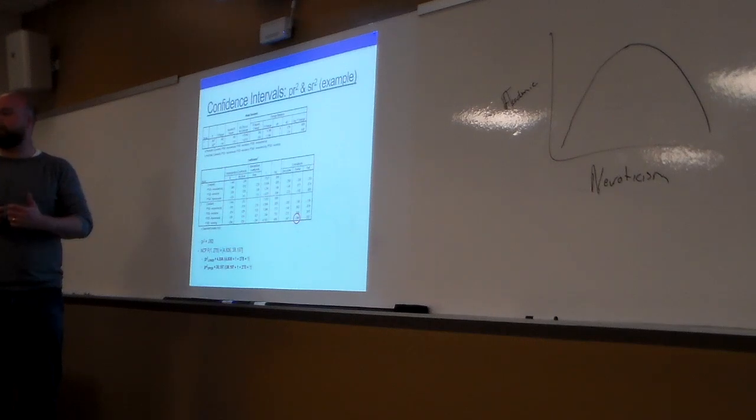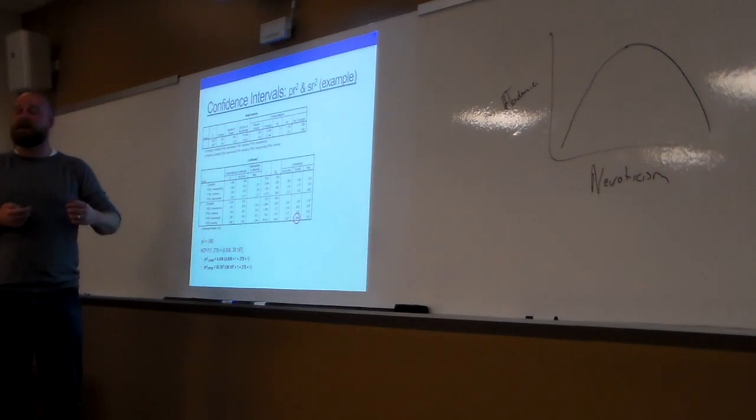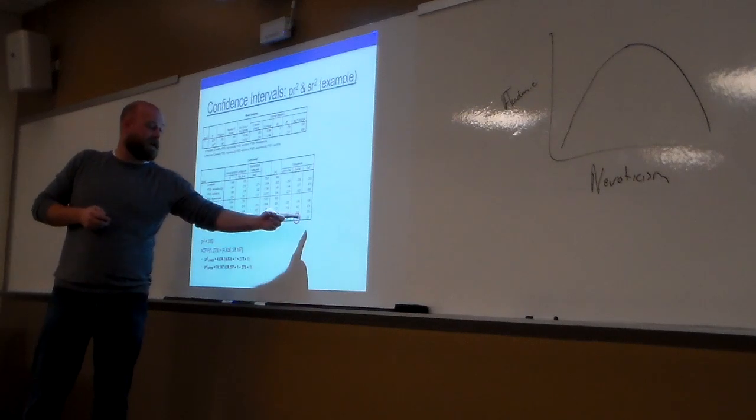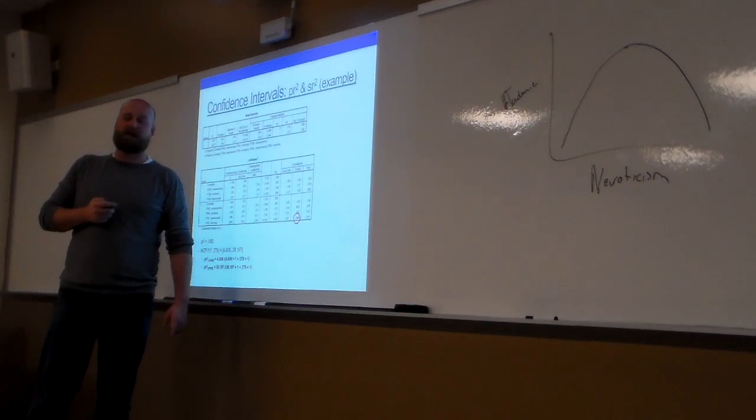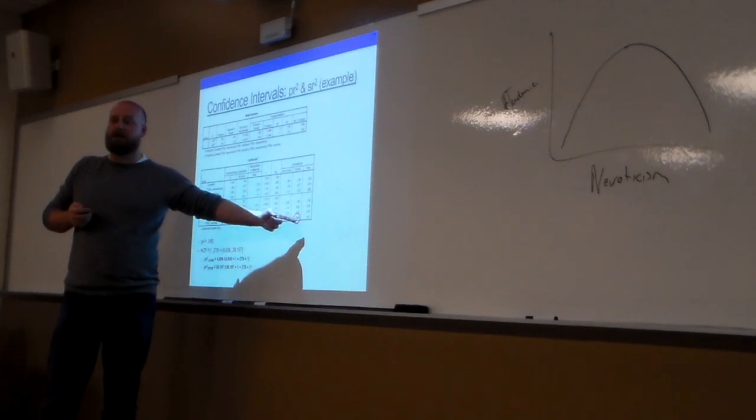Where's the calculator? Okay, you got one? I have one here. Okay. Take 0.232 and square that. 0.054. Yeah.